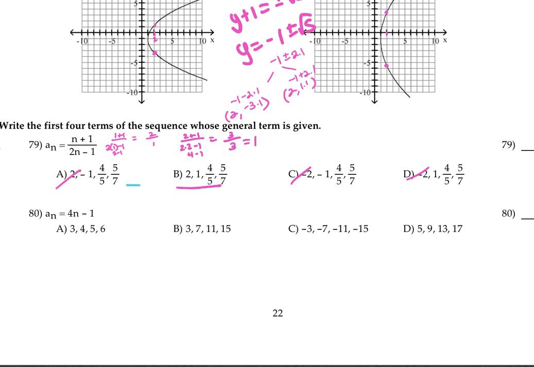Then I would plug in, if I didn't see it already, 3. So 3 + 1 over 2 times 3 minus 1 is 4/6 minus 1, which is 5. And then I would plug in 4. 4 plus 1 over 2 times 4 minus 1. 5 over 8 minus 1, which is 7. And that's B.